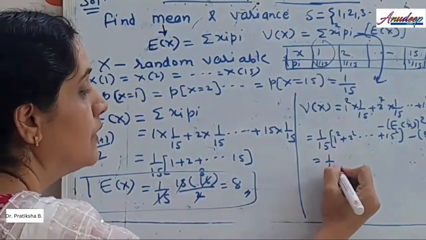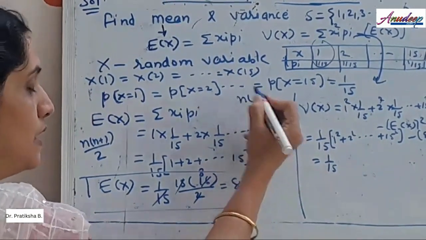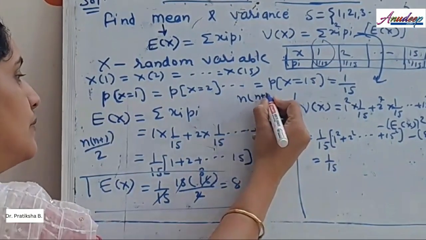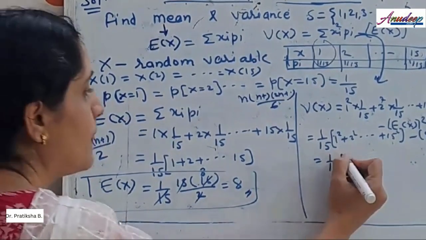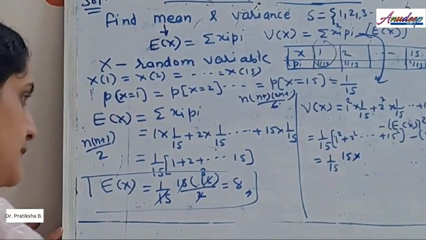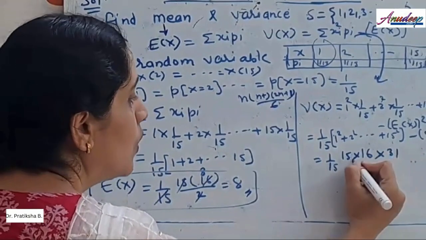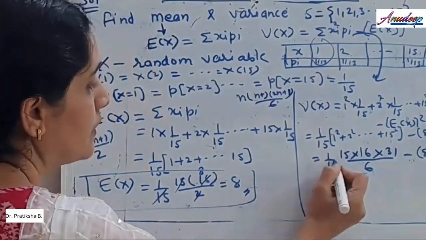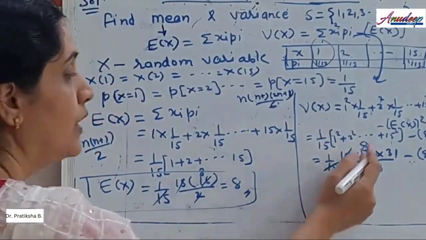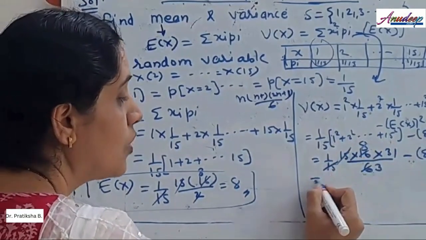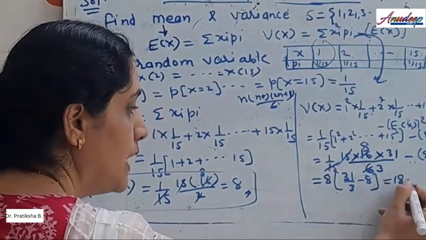Now here, what I get is 1 by 15, and now it is the sum of squares of the first n natural numbers. For that, the formula is n into n plus 1 into 2n plus 1 upon 6. So the value that I get here: n is 15, into n plus 1, that will be 16, into 2n plus 1. 2n means 15 into 2, that is 30, plus 1, 31, whole upon 6, minus 8 whole square. Now, when I reduce it, it is 8 into 31 upon 3. Again, 8 is common, I can take it outside. It remains 31 upon 3 minus 8. When you simplify it further, it comes out to be 18.6.